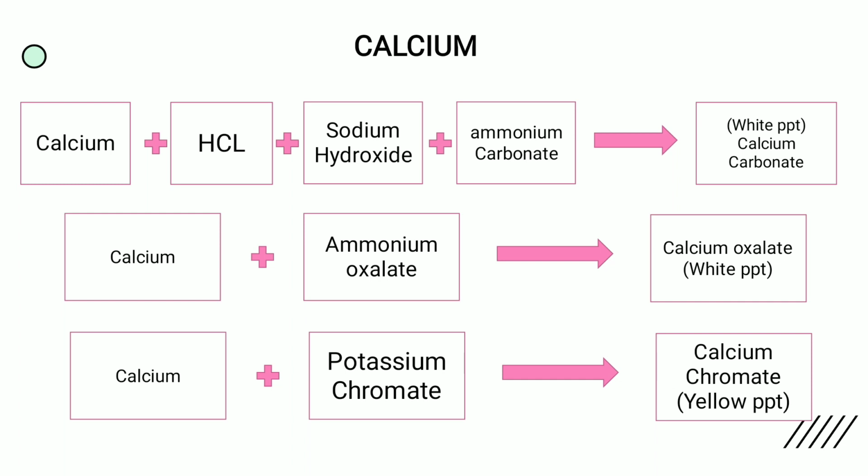Next test, calcium is reacted directly with ammonium oxalate. A calcium oxalate white precipitate is observed. And again, calcium is reacted with potassium chromate. There is a formation of calcium chromate, which is observed as a yellow precipitate.